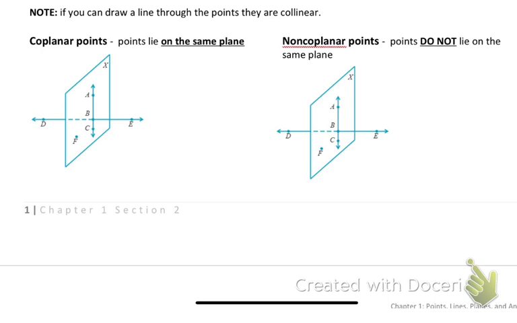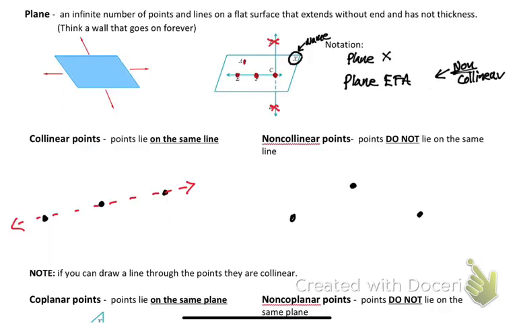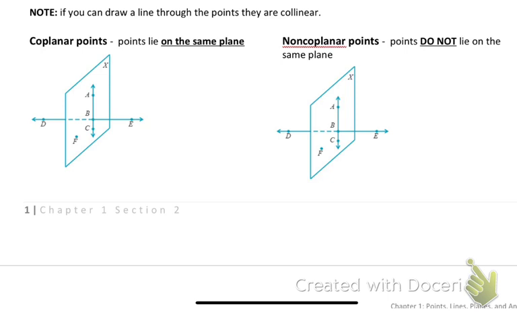All right, the next thing we're going to get to is coplanar points and non-coplanar points. We said collinear points, you can draw a line through it. Non-collinear, you can't draw a line through it. So this must be the same idea. So if it's coplanar, you can draw a plane through those points.